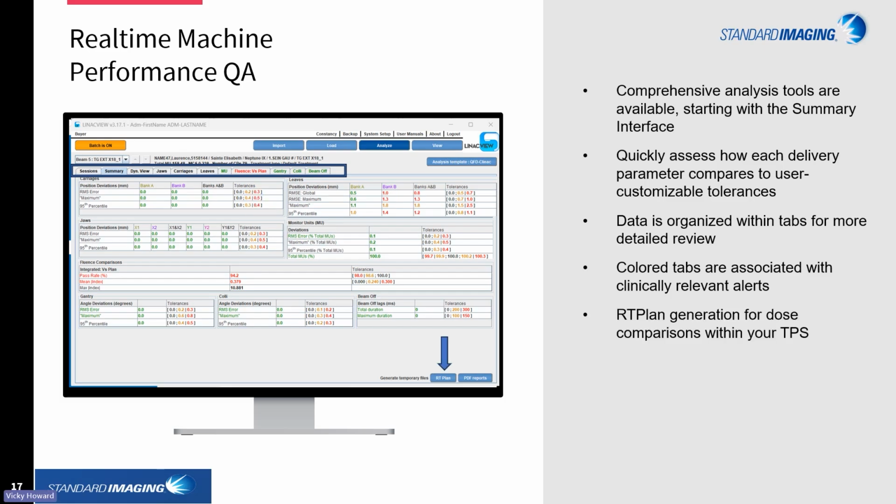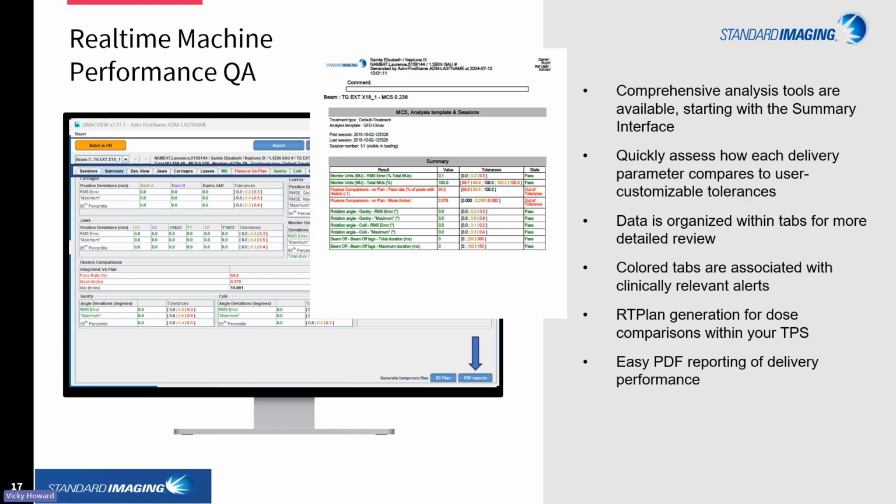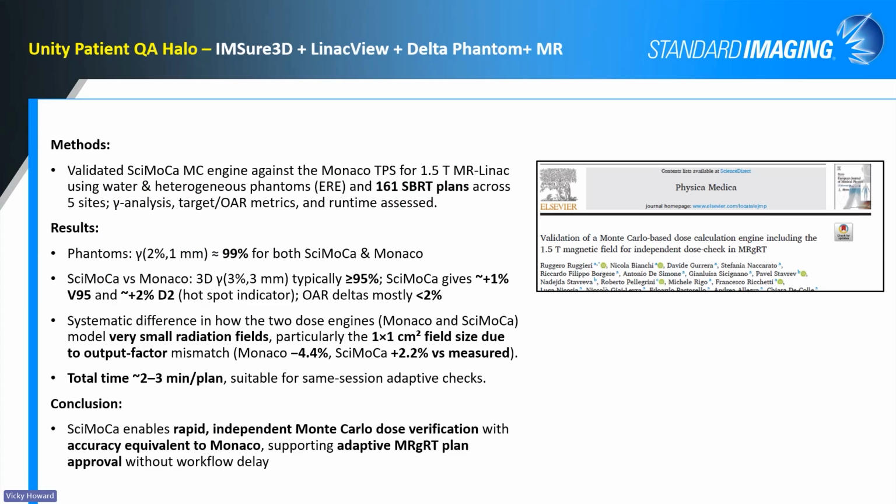As I mentioned before, RT plans can be easily generated to bring into your treatment planning system and do your comparisons there. You could then look at any issues on the 3D dose view within your patient anatomy. So that's nice. There's very easy PDF reporting and delivery performance documentation for your records. So that's a general overview of our software.